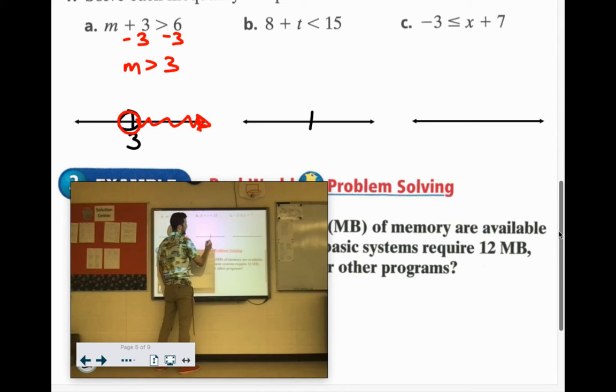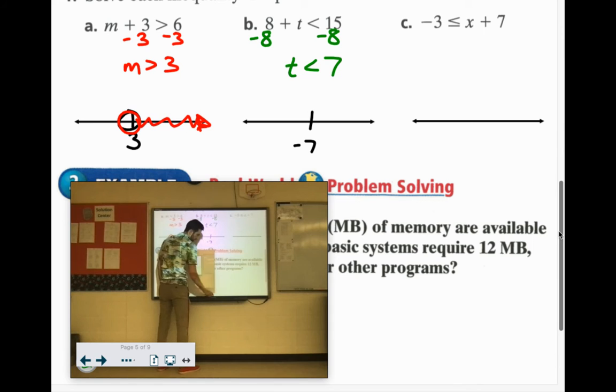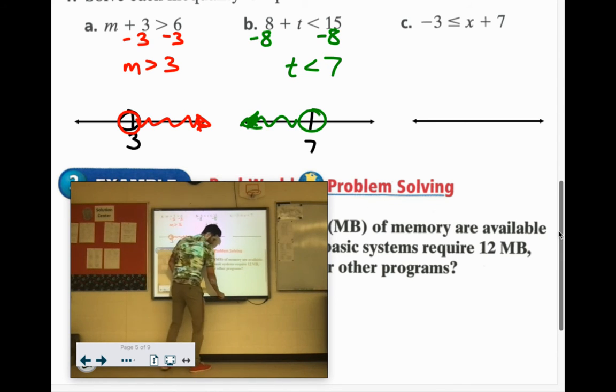Let's see. So here we have to get rid of 8 by subtracting 8. 15 minus 8 is 7. I don't know why I wrote negative 7. Alright, open dot. Shade to the left because it points left, and my variable is first.